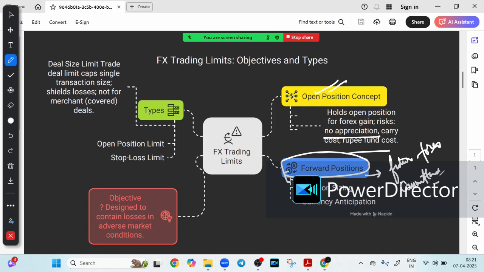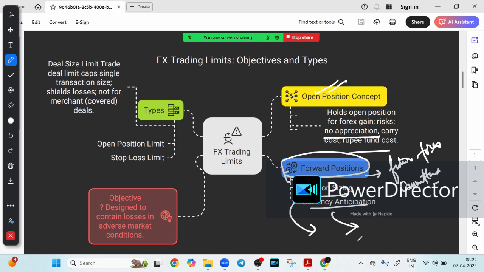So two major factors come into play. The first is called position sizing, which means how much exposure should be taken. And the second is called currency anticipation, which means what direction the currency will take. So remember, forex forward position is about future forex commitment, and two major things are there: position sizing and currency anticipation.